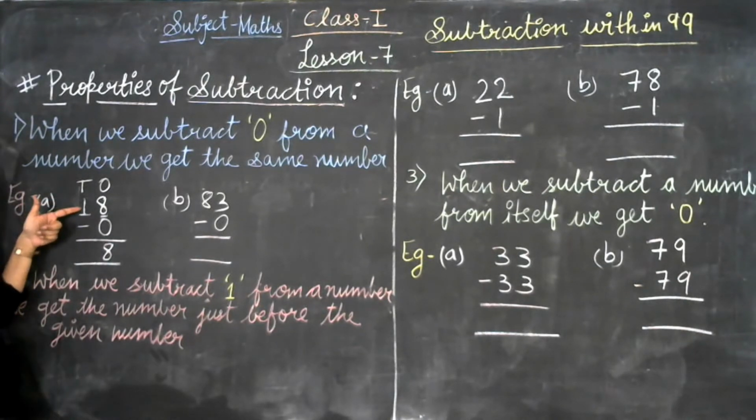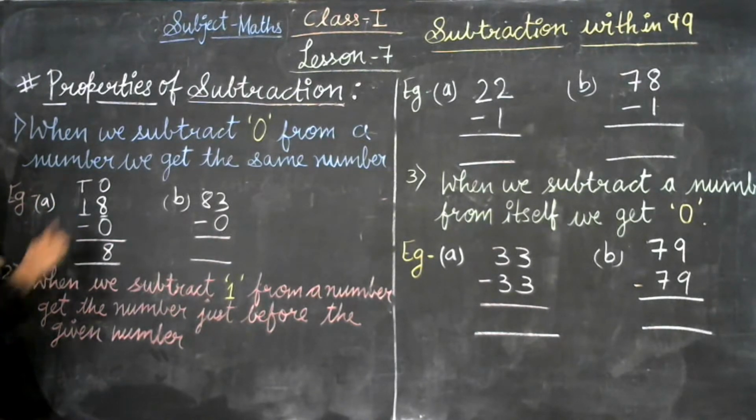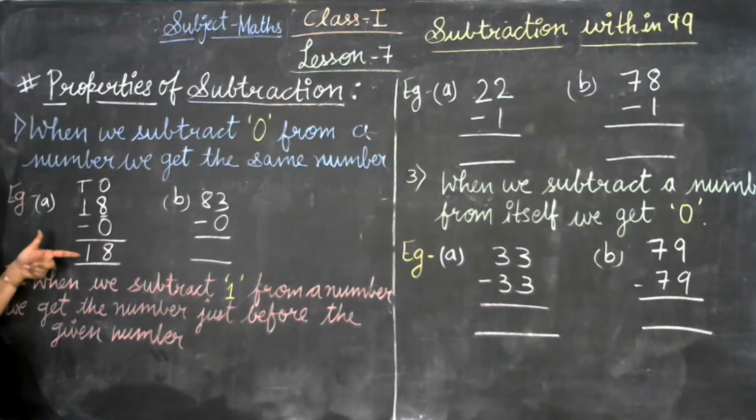Now look at this, there is a 1. Here there is no number to subtract, so we will bring down the same number, that is 1. Clear? So we get the answer 18. 18 minus 0 is 18. Clear?